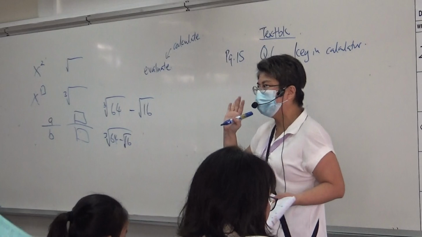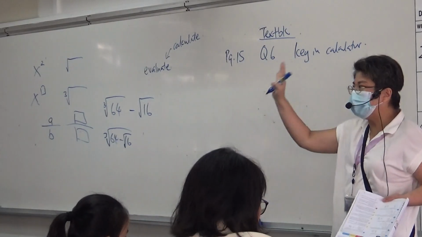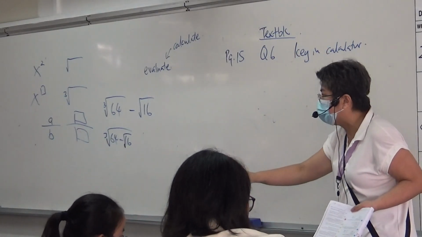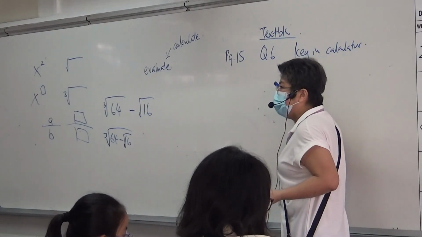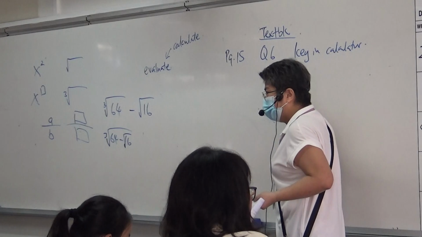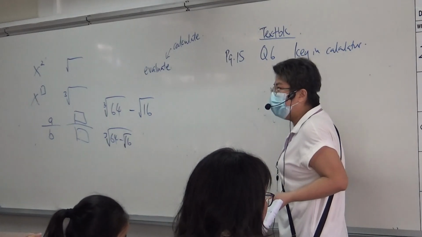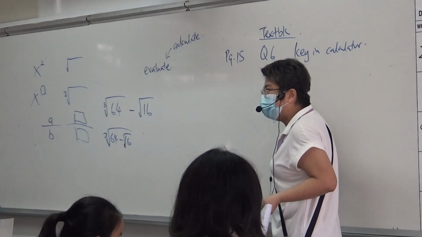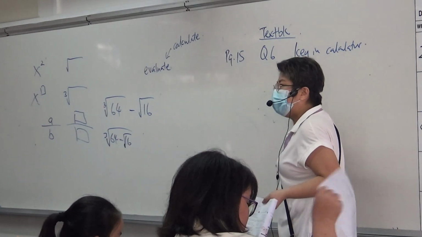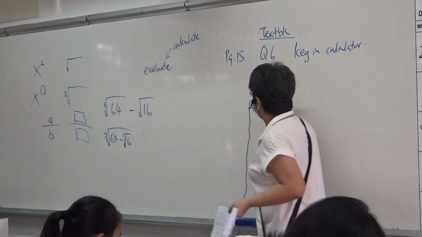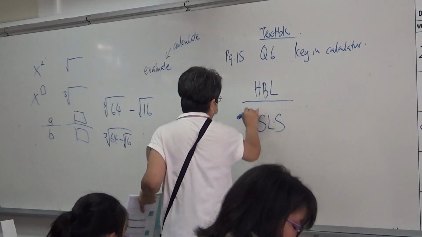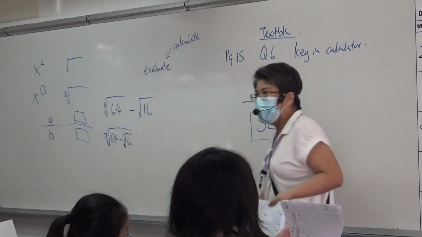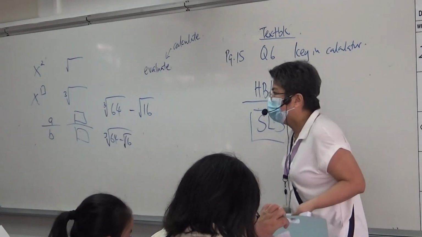I'm going to say again. Friday must have your exercise 1B. Go back and look at the presentation again. Then this one to do in the textbook. Understand now? Key in and write down the answer. Check the answer with the back of the textbook. If cannot get, let me know on Friday. Then tomorrow for HDL, look at your SLS. Is that understood? Yes or no?